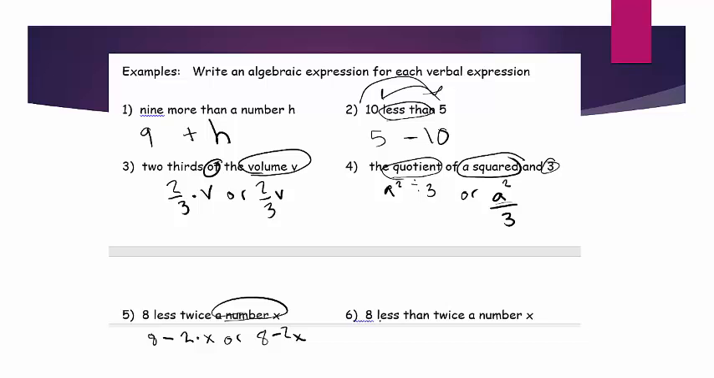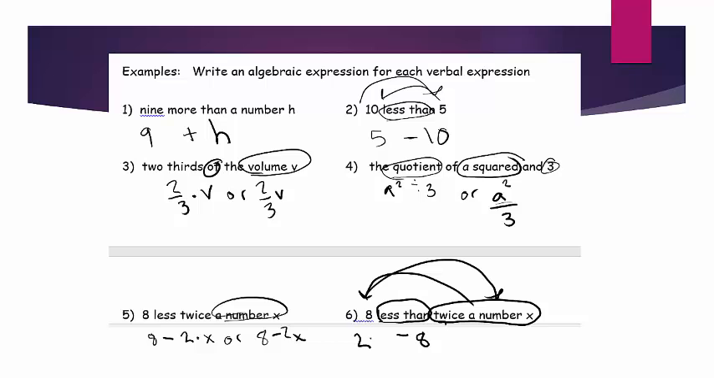So we're going to switch it up a little bit. I see the words less than, so I'm going to subtract, and I'm going to swap what I would be subtracting. So 8 is going to go over here, and twice a number x goes here. So you can see the difference between these two problems.